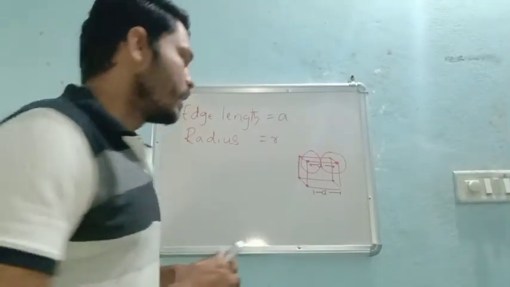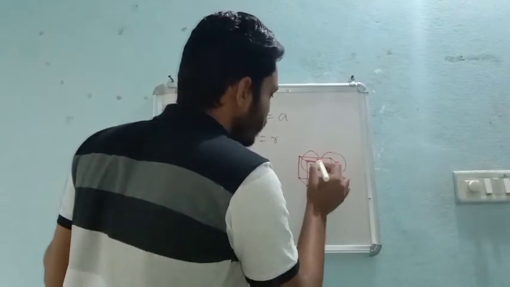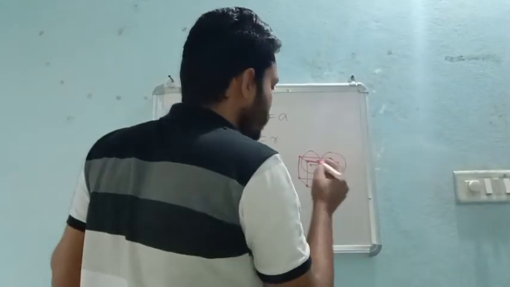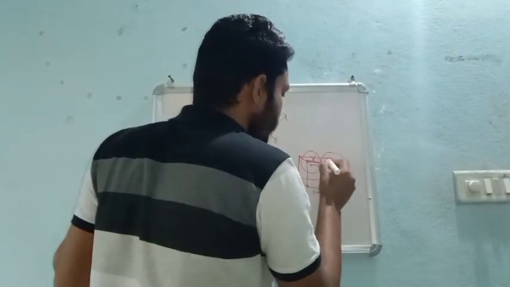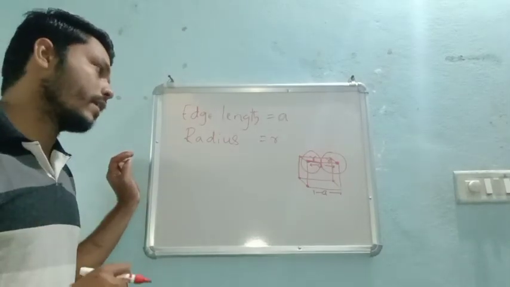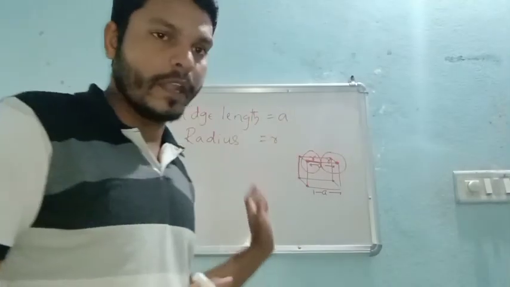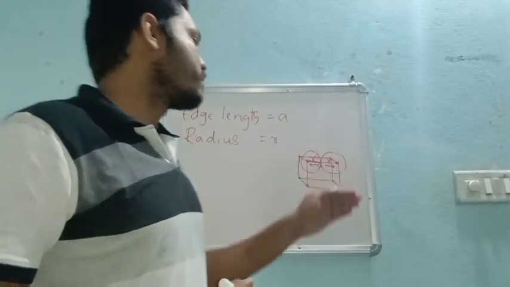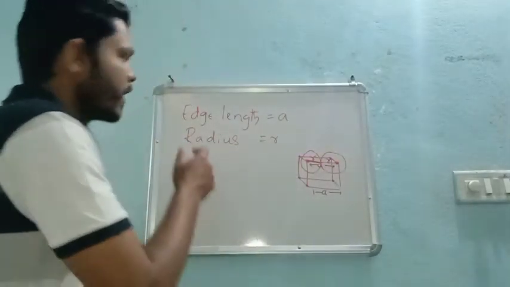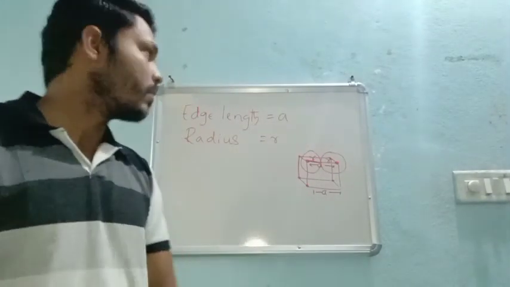And half of the distance between any two constituent particles is called radius, and it will be represented by small r, right? So half of the distance is nothing but radius, and the complete distance from one corner atom to another corner atom will be called what? Edge length. So dear students, this is all about today's class.